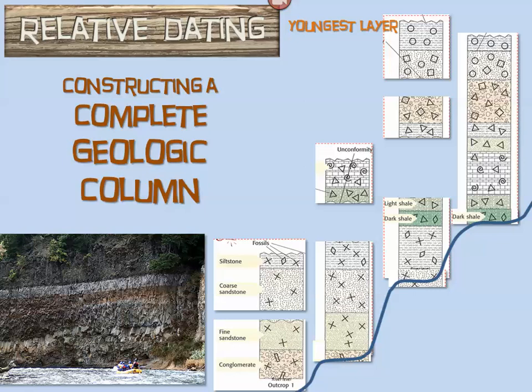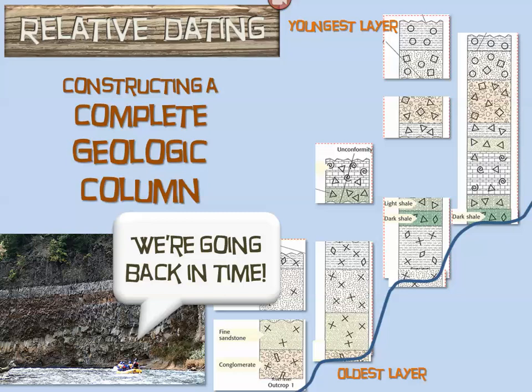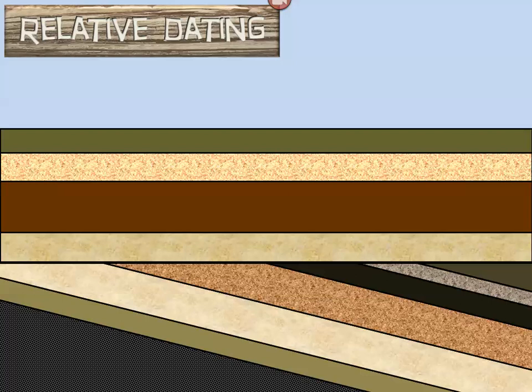So the youngest layer is on top, the oldest layer is on the bottom, and you can think to yourself, as you're heading down a river like this, essentially you're heading back in time. You're passing older and older and older rock layers the farther down the river you go, because the farther down the geologic column you go, they're older and older rocks. Kind of cool.